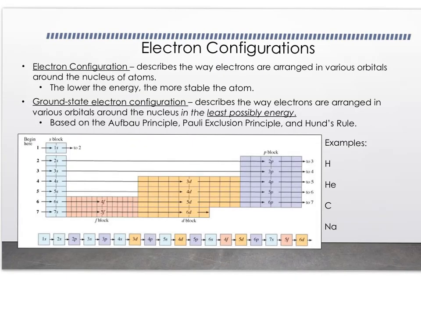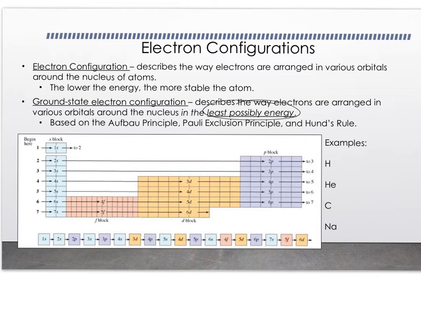So electron configurations are just describing the way electrons are arranged in various orbitals around the nucleus of atoms. The lower the energy, the more stable the atom is. A ground state electron configuration describes the way electrons are arranged in various orbitals around the nucleus with the least possible energy. There are higher state electron configurations, which we will discuss when bonding comes around, but ground state electron configurations are where you have the least possible energy.